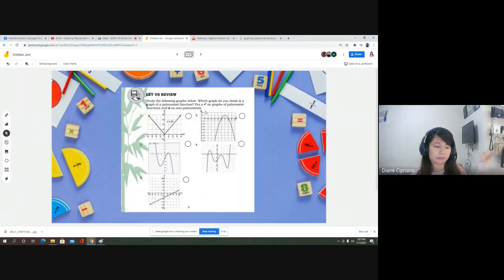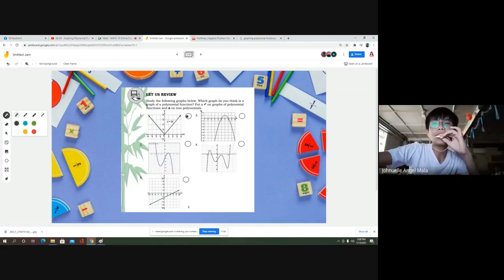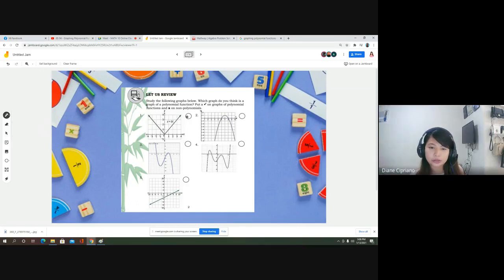So, for our recap, let's have some review first on how we will know if the graph is a polynomial or non-polynomial. So, for our number 1, for the direction, put a check on the graphs of polynomial functions and X on the non-polynomial functions. So for our number 1 example, Angel, do you think it is a polynomial function or a non-polynomial function? Just a guess, we'll see. Polynomial function, ma'am. So, let's see. I will put a check on this box, because you said it is a polynomial function.